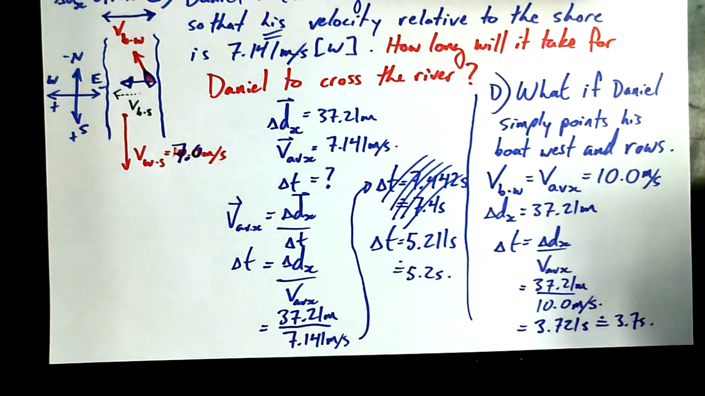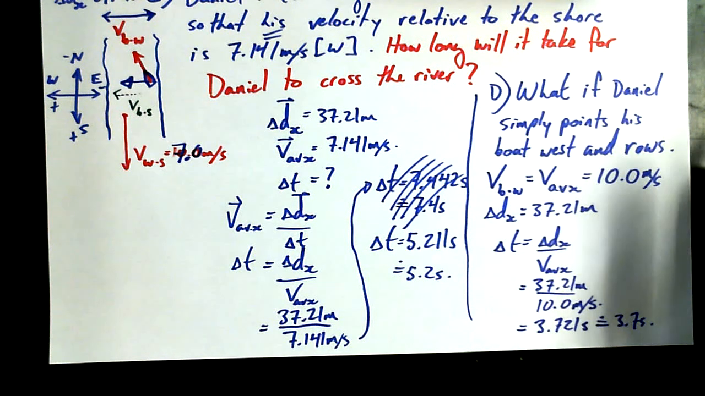So which is better if you want to just get across the river? Forget about getting to the dock on the other side. Do you want to point yourself straight west, or point yourself slightly upstream, if you want to go fastest across, or make your time a minimum for crossing the river?